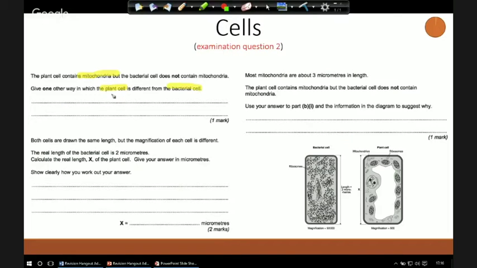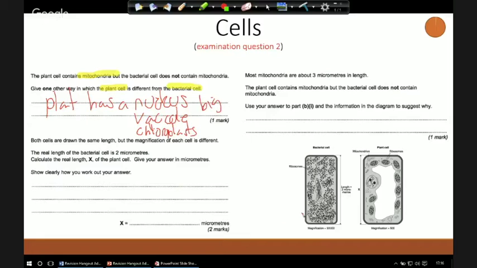Okay, for our first mark, a plant cell different from a bacteria. Well, we can say that perhaps the plant has a nucleus, or you could say that it's got a vacuole, or you could say chloroplasts, or you could have referred to something about its size. A plant cell is much bigger.